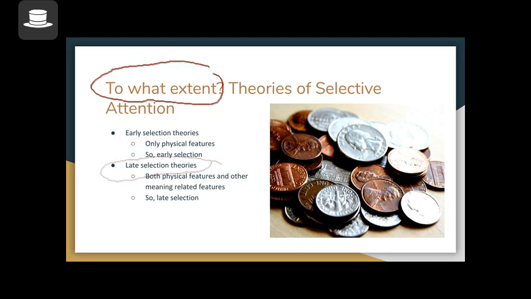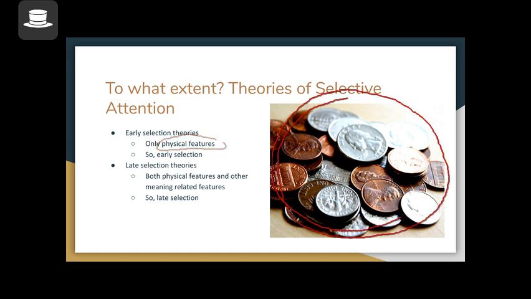According to early selection theory, we only process the physical features of both attended and unattended information. In other words, you process only the color or the shape or the size of all the coins here before you select what you want. So the selection is early because physical features are the first thing that you process, and later on you'll process the meaning, like knowing a dime or a nickel is 10 cents and a quarter is 25 cents.